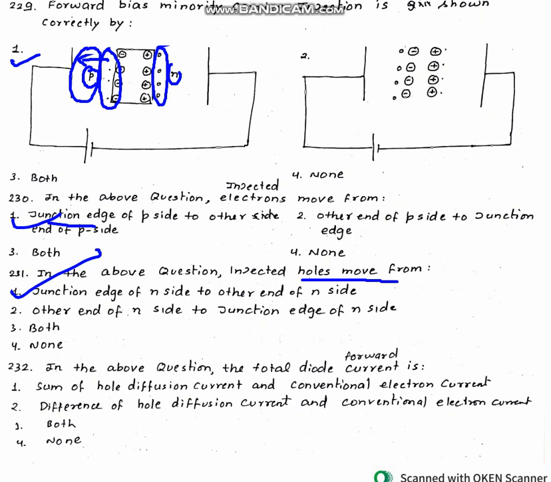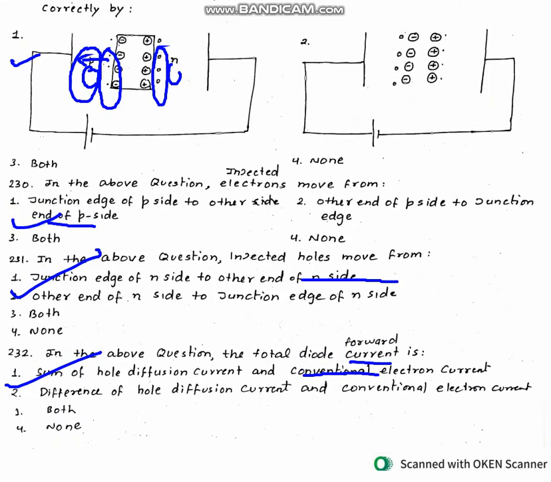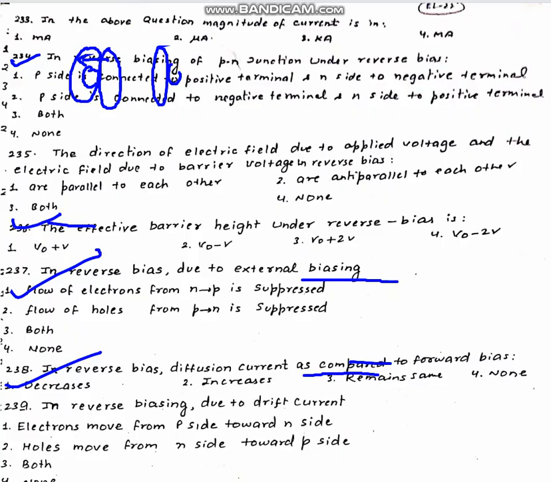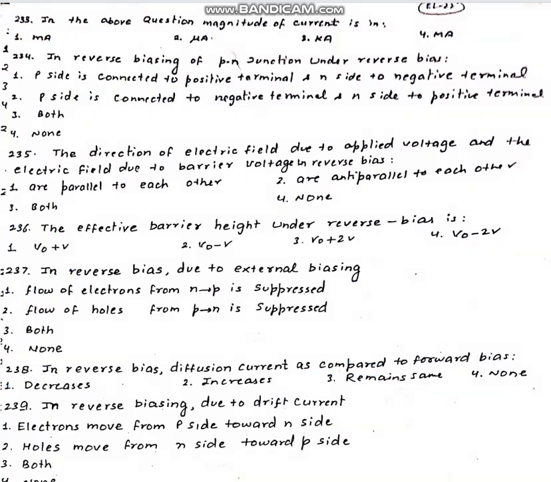Next is, in the above question, the total diode forward current is, obviously, the sum of hole diffusion current and the conventional current. Next is, in the above question, magnitude of current is, so this is usually in milliampere. So first is correct over here. Next is, in the reverse biasing of a PN junction, under reverse bias, P is connected to the negative terminal. Second is correct.